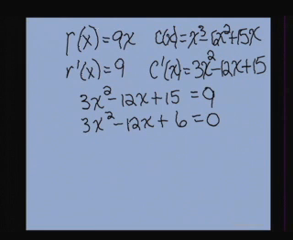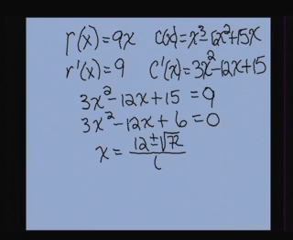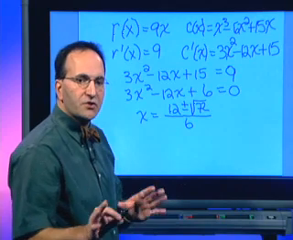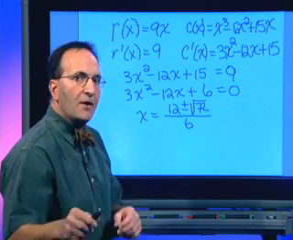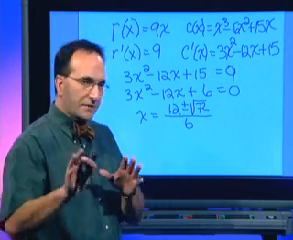And when you solve this quadratic, it actually does not factor, so you use the quadratic formula, and we will get an answer of 12 plus or minus the square root of 72 all over 6. So that gives us two distinct answers, and we need to look at both, so let's do that.